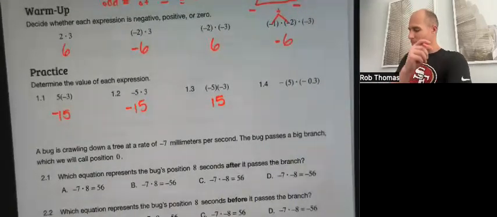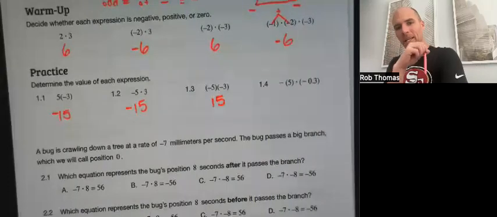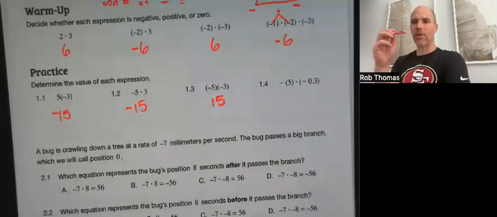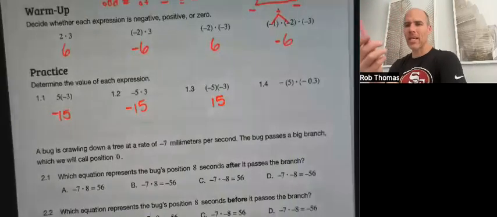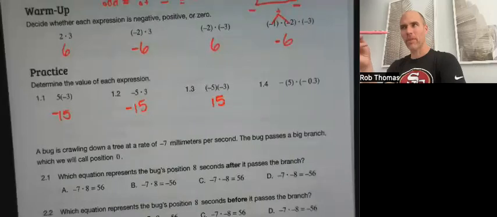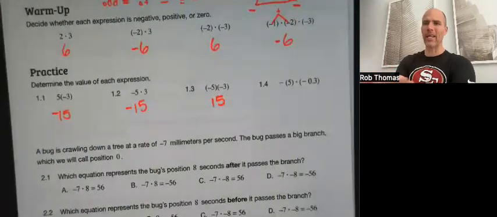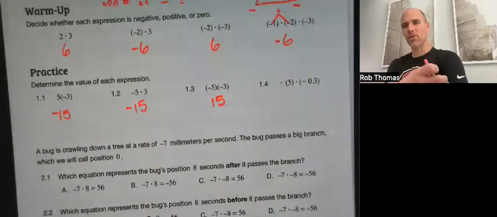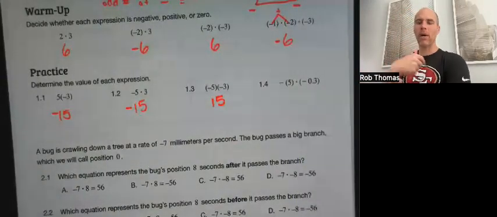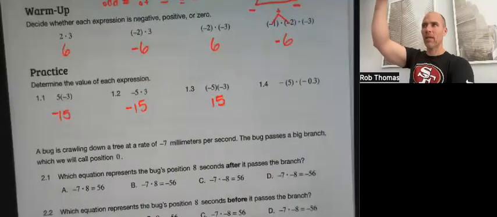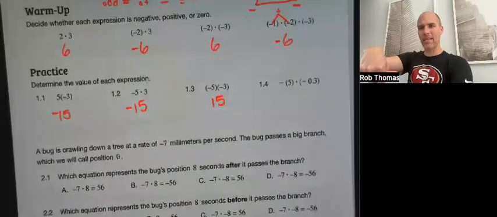All right, moving on. It says a bug is crawling down a tree at a rate of -7 millimeters per second. Okay, so the bug's going down. This is supposed to be like the Desmos you did in class either today or the other day, with the turtles, where if the turtle was walking to the left on the little racetrack, then we consider that like negative movement, sort of like negative on a number line. And if the turtle is moving to the right on the racetrack, then we consider that positive movement. So this bug is on a tree, and we're going to think of downward movement on the tree as negative and upward movement on the tree as positive.